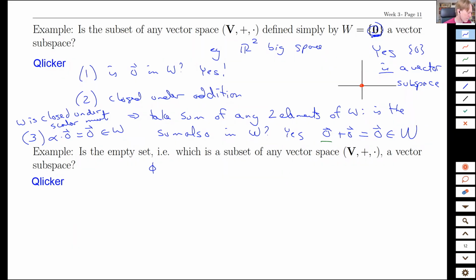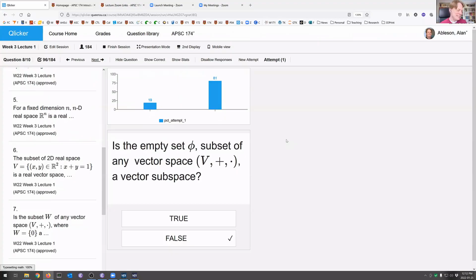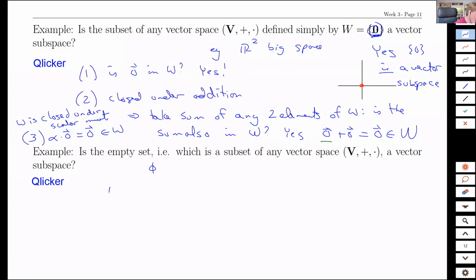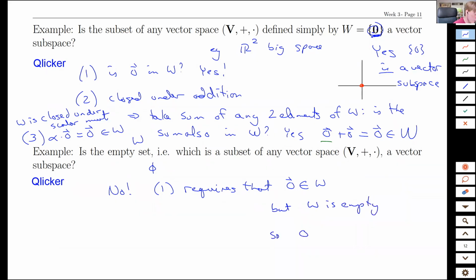Perfect. Okay. Yes and no. Fantastic. So a bunch of no's there, and that is perfect. No, because condition 1 requires that the 0 vector be an element of the set. So let's call this W, but W is empty. So 0 is not an element of W. And that means right away that W, which is the empty set, is not a vector subspace.